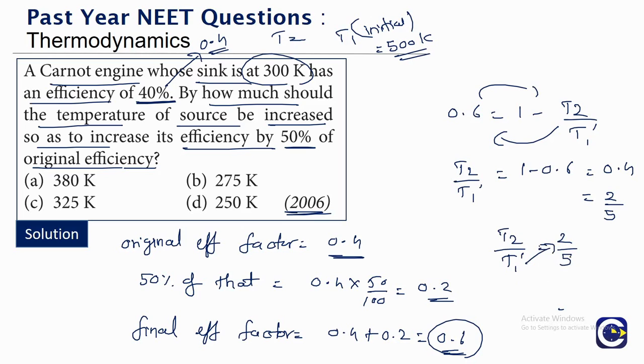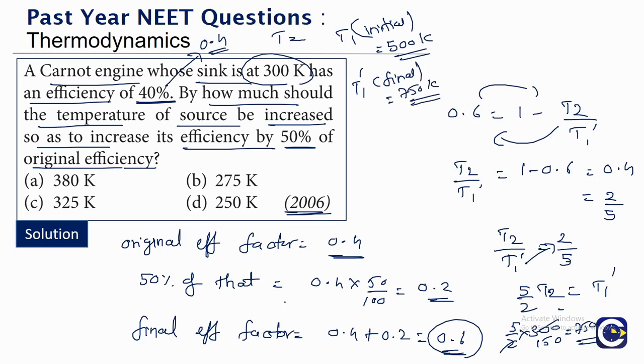We are looking for T1 dash, right? We'll bring the other things to the left side. So 5 by 2, the factor will become, 5 will come to the numerator, 2 will go to the denominator. 5 by 2 into T2 is equal to T1 dash. T2 is 300, right? So 5 by 2 into 300. 2 ones are 2, 150s. 150 5s are 750. So that is our T1 dash, the final state, 750 Kelvin. They are asking by how much it should be increased. From 500 it should be increased to 750. So the increase is 250 Kelvin.